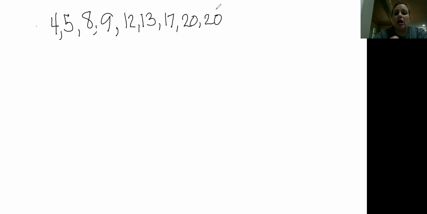Okay, so it's an odd number. We have 9 pieces of information here. So that tells me I'm going to be able to work my way to a middle. So I like that to start off. Low and high, low and high, low and high, low and high. What am I left with in the middle? The median is 12.